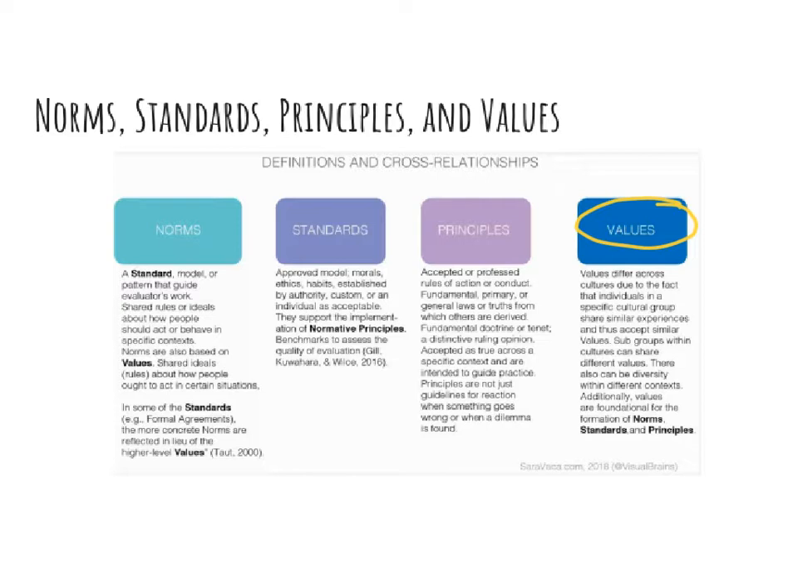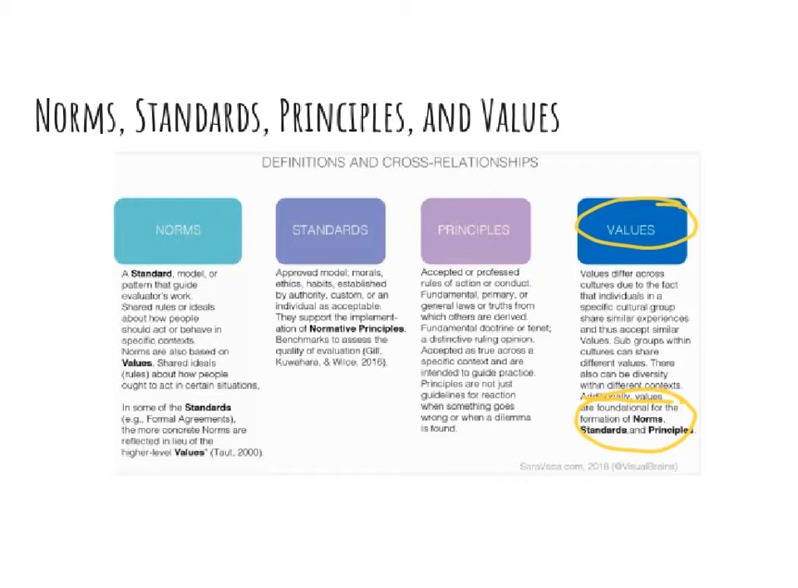So as it says here, values differ across cultures due to the fact that individuals in specific cultural groups share similar experiences and thus accept similar values. Subgroups within cultures can share different values. There can also be a diversity within different contexts. Additionally, values are the foundations for the formation of norms, standards, and principles. So that's really the key point here, is values represent shared ideas in a culture, and even every individual within a culture can have different values that they accept.